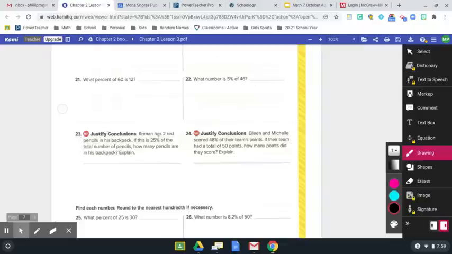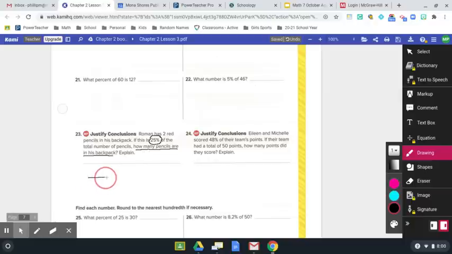Roman has 2 red pencils in his backpack. If this is 25% of the total number of pencils, how many pencils are in his backpack? How many pencils are in his backpack? Now remember, he has 2 red pencils in his backpack, but those 2 red pencils are only 25% of the pencil amount that he actually has. How many pencils are in his backpack?